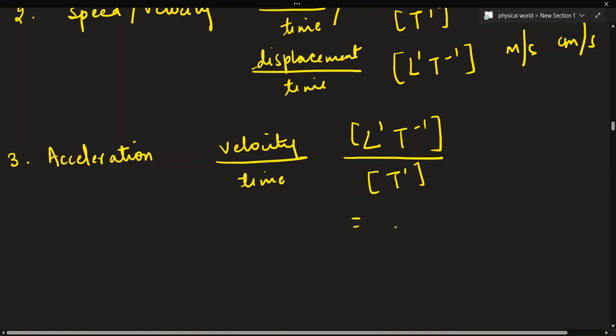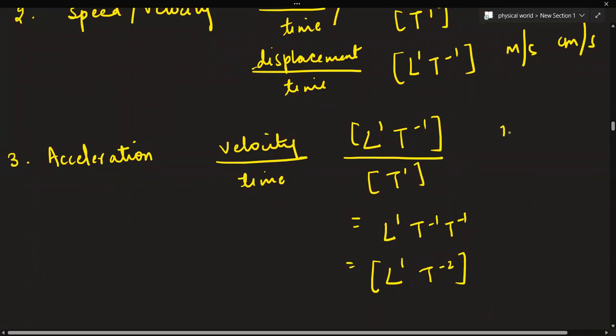I can write it as L1. Now see, when this T will go in the numerator, this will also become minus 1. So your final formula becomes L to the power 1, T to the power minus 2. If you wish, you can write it as M0 also. Even if you don't write M0, this is correct.